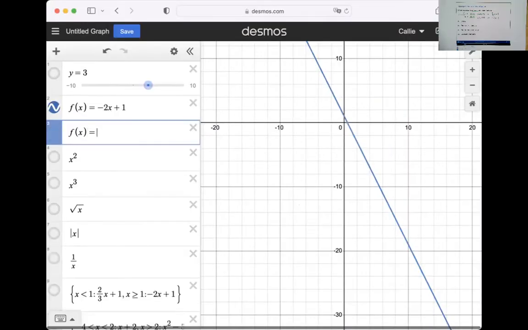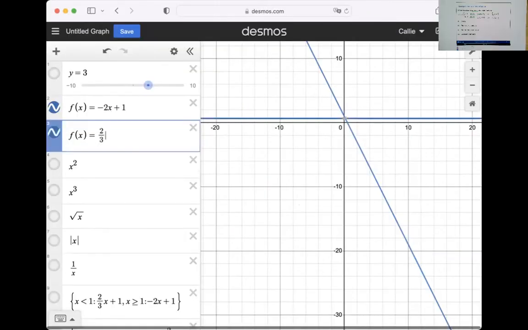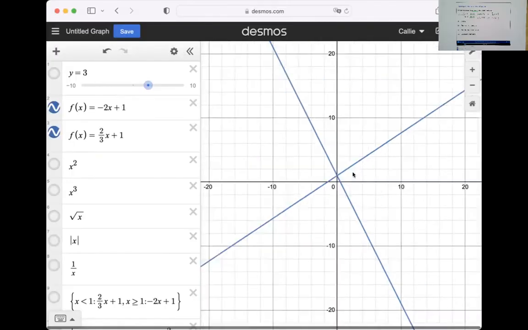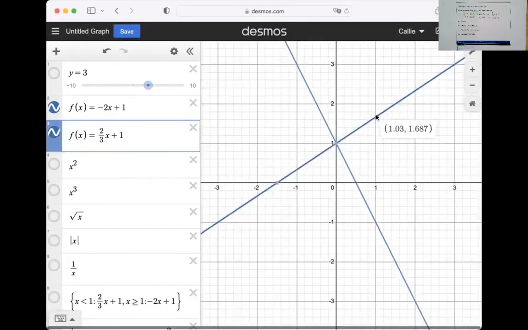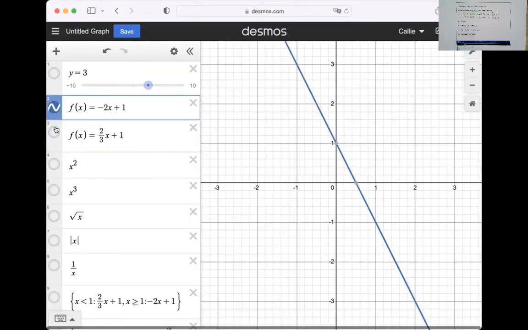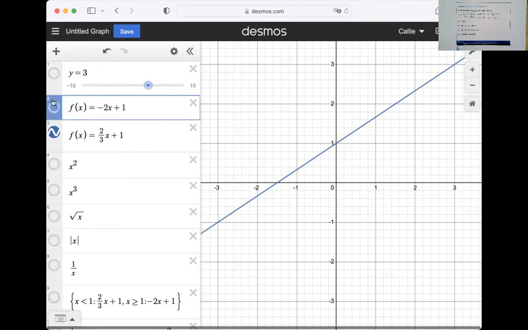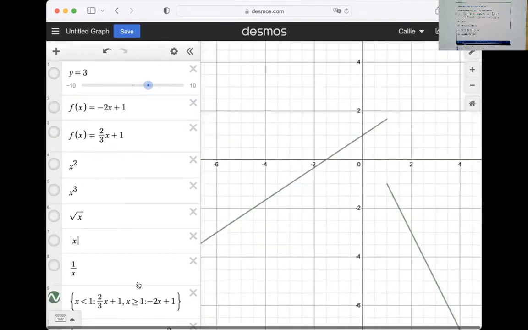Okay. And it doesn't matter if you put f of x equals, y equals, or just nothing and start typing it, that's fine. Yeah, 2/3 x plus 1. All right, so here are our 2 graphs, but we're going to switch at 1. Okay, at 1, we're going to go from, how dare you make these the same color? All right. At, okay.